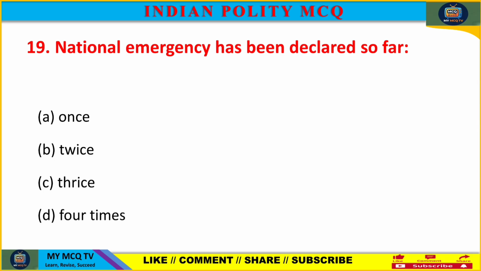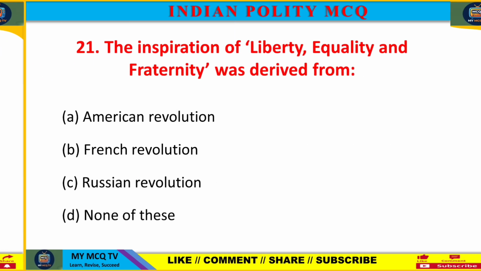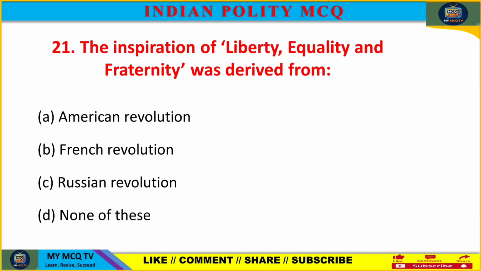National emergency has been declared so far. Correct answer. C. Thrice. If the President wants to resign from office, he may do so by writing to the. Correct answer. A. Vice President. The inspiration of liberty, equality and fraternity was derived from. Correct answer. B. French Revolution.